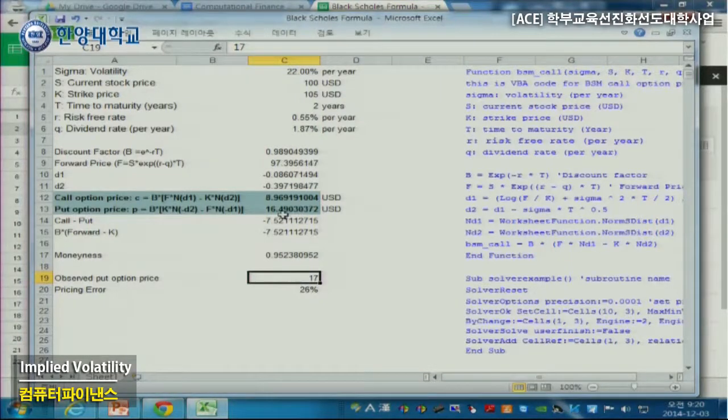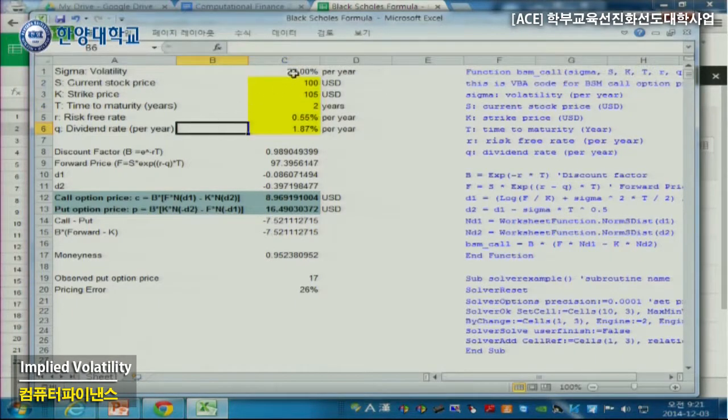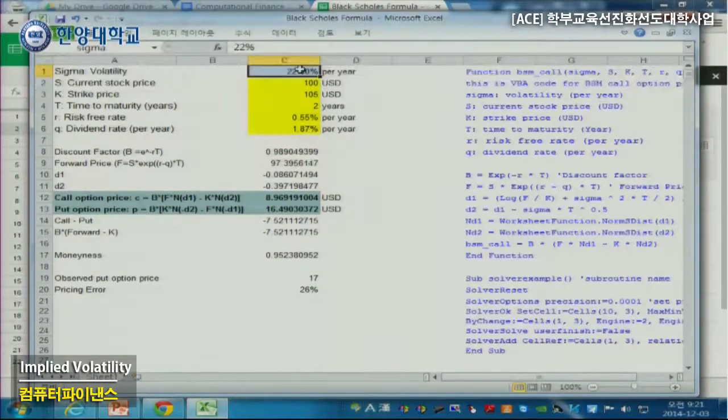Then we have to change the put option price, and if we build a Black-Scholes model, the only thing we can change is actually this one. Right? Because other things are basically given in the other market or specified in the contract. So this is something we don't know, this is something we have to change. Okay, then we know Solver. So you can change this one.